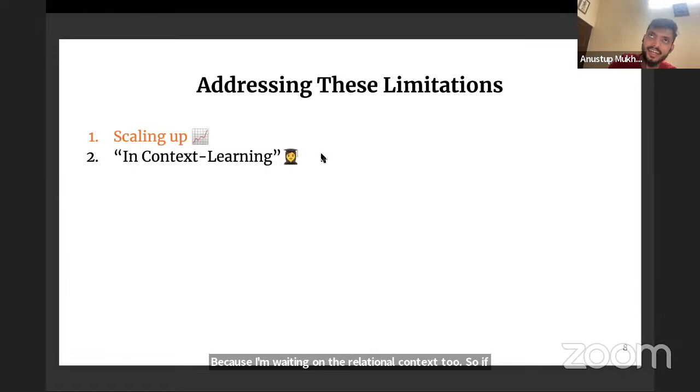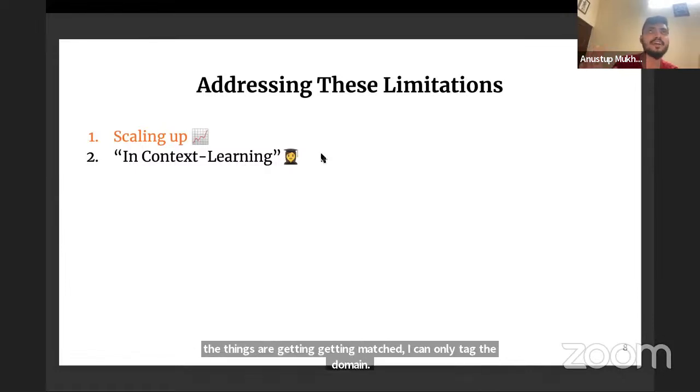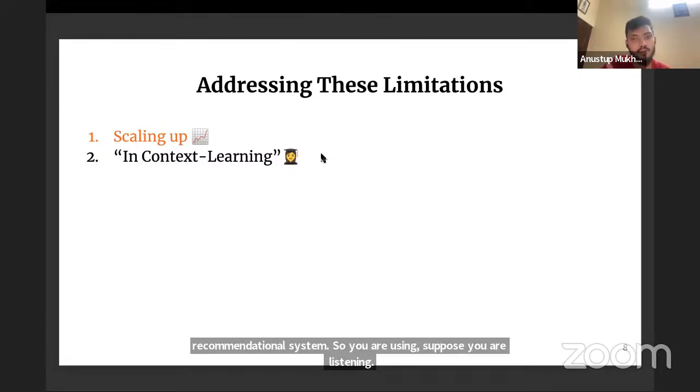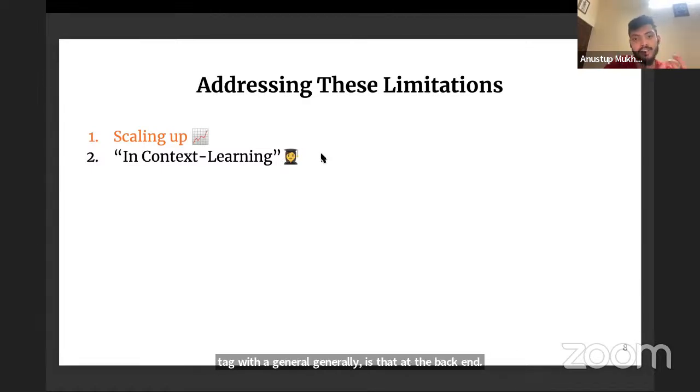Same thing for ChatGPT as well. They had defined a complete knowledge base at their backend. Or rather, knowledge base is not a good term; it is called a knowledge graph. Knowledge graphs are widely available right now. Just for an example, take the YouTube recommendation system. Suppose you are listening to a sad song. Every song is tagged with a genre, and the genre is tagged with the mood at the backend. So whatever song you search for, your prompt is in that particular format at the backend, and that domain architecture works the same way.